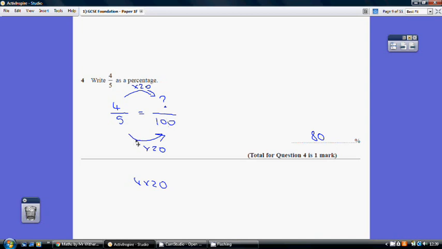So we're going to multiply top and bottom by 20. 4 times 20 is 80. So it's 80 over 100, which is an equivalent fraction. So 80 out of 100, that's 80%.